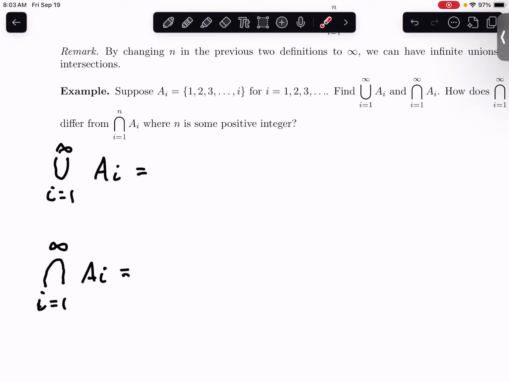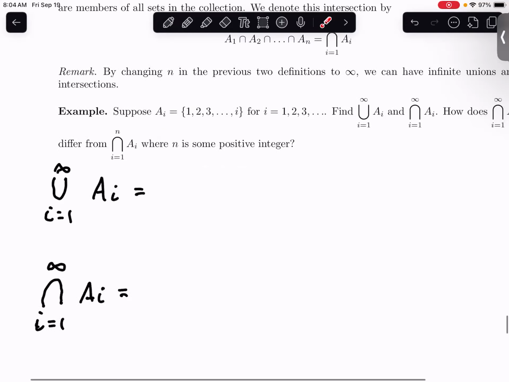Or of these sets, I should say. This set right here. I know I kind of just introduced the concept, but I'm going to throw it out to the class anyways. If I wanted to find the infinite union of the A1s, does anyone know what this would include? What would it look like?